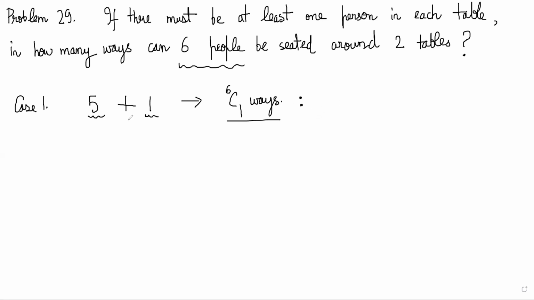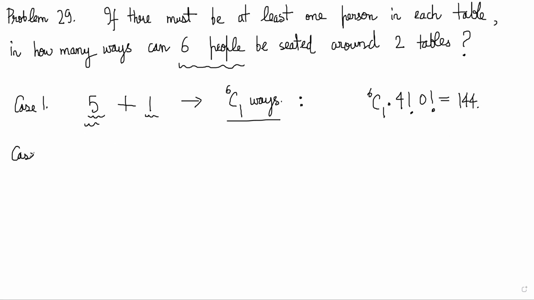So the number of ways of doing this would be 6C1 times, for the 5 people, 4 factorial, and for the one person, 0 factorial. So that is 1. This comes out to basically 144.